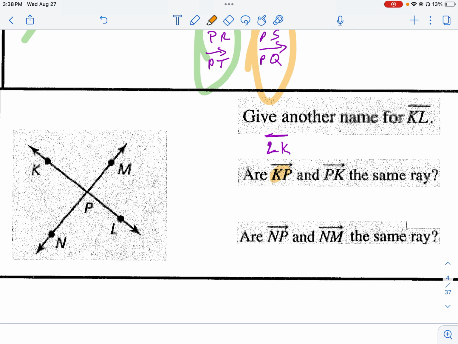So ray KP starts at K, goes through P in this direction, and ray PK, which starts at P and goes through K, the same ray? Well, no, we see green that's not covered by orange. So no, they have different endpoints. By having different endpoints, they automatically are going to have different information included with them. So we can't count them.